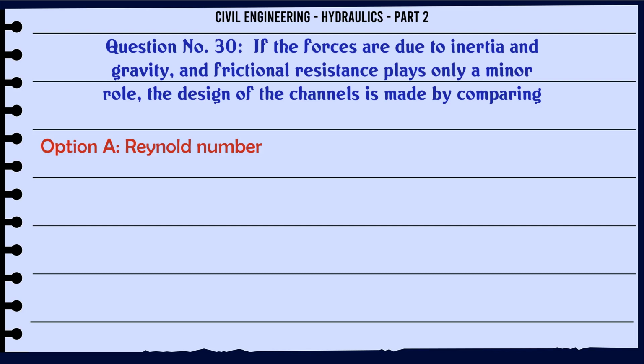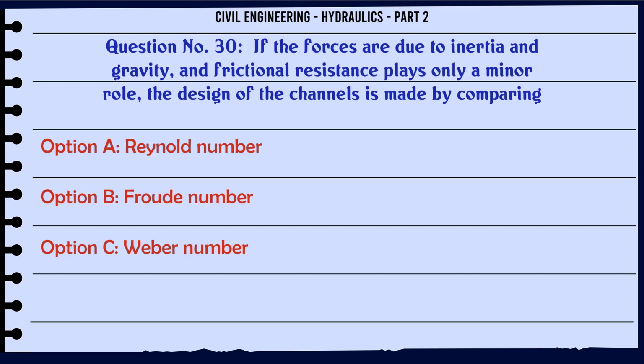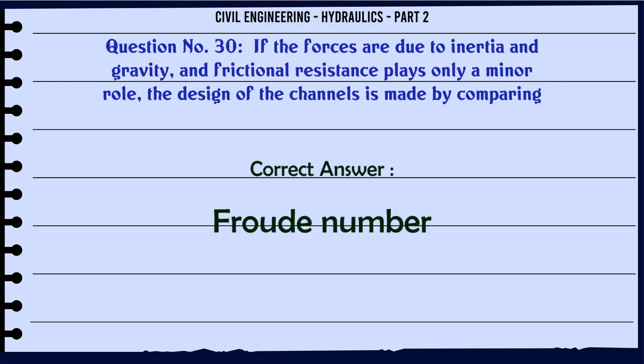If the forces are due to inertia and gravity and frictional resistance plays only a minor role, the design of the channels is made by comparing A. Reynolds number, B. Froude number, C. Weber number, D. Mach number. The correct answer is Froude number.